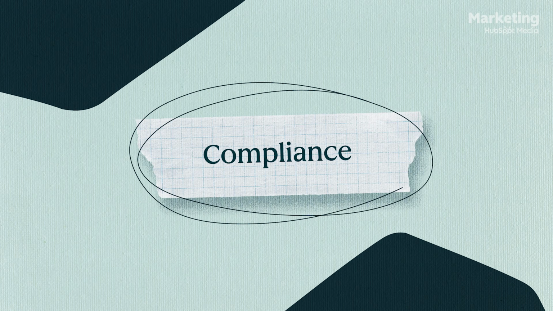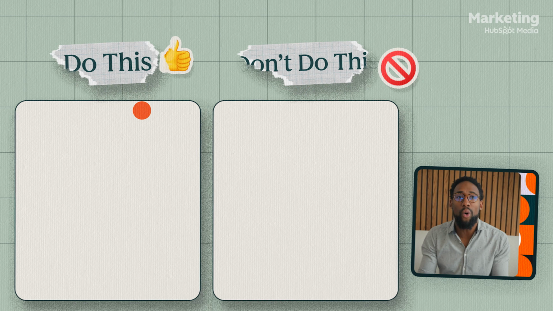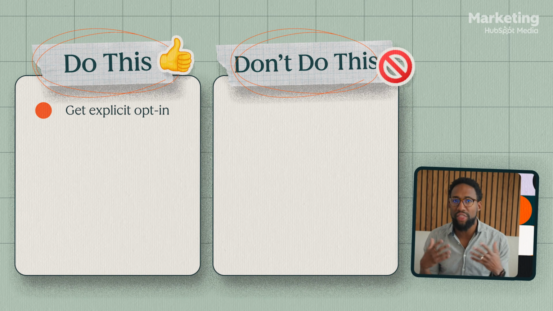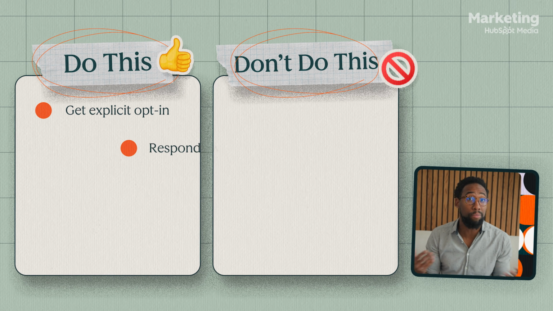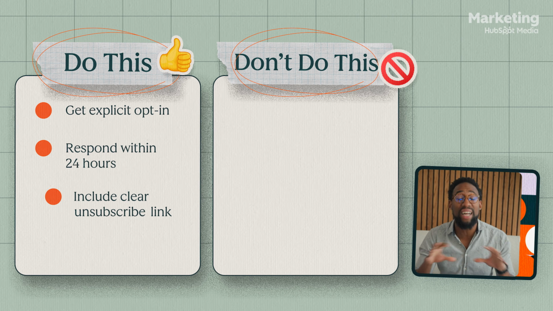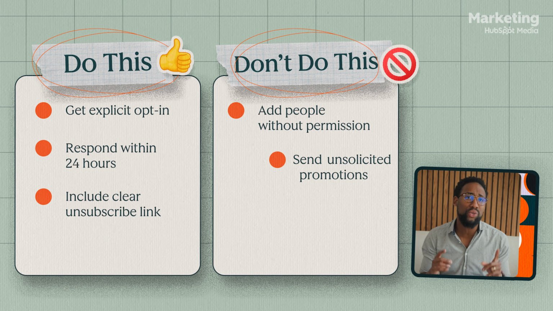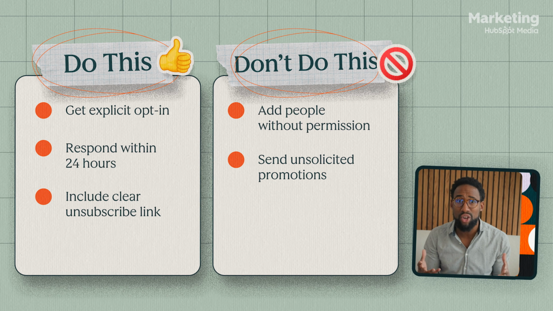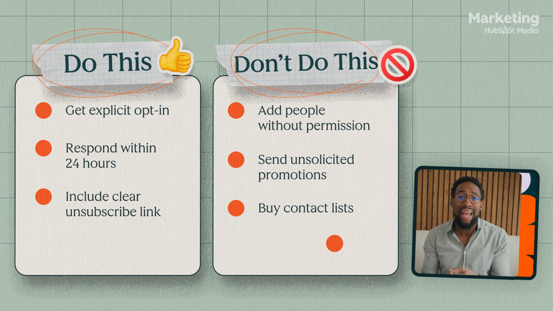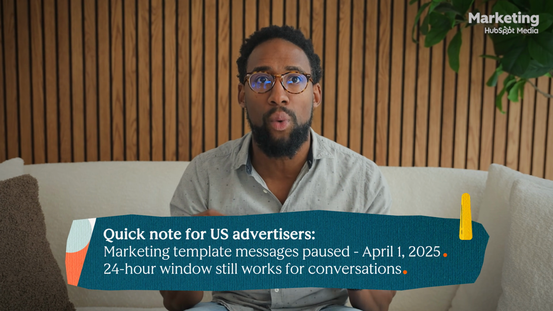Let's dive into compliance. Compliance isn't the sexiest part of WhatsApp ads, but it's what keeps your numbers alive. You always need to be explicit with opt-in. You should also try to respond within 24 hours so people feel like it's a real individual. Include an unsubscribe option every time and never add people without their permission. You also never want to send unsolicited promotions or buy a contact list online and then upload it and just spam people.